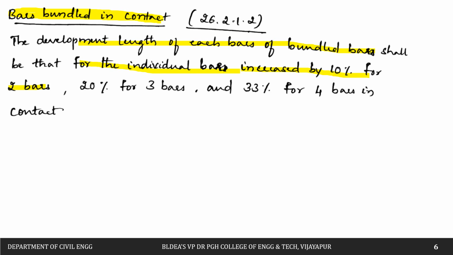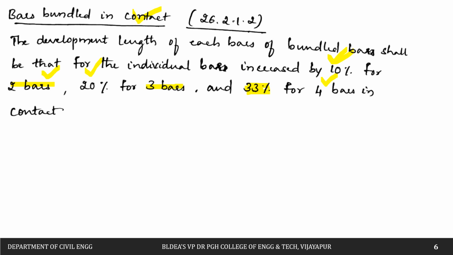So whatever development length we are going to have for a single bar has to be increased by 10% for 2 bars. If you are going to use 2 bundled bars, then it has to be increased by 10%. And if you are going to use 3 bars, it has to be increased by 20%. And if you are going to use 4 bars, it has to be increased by 33%.